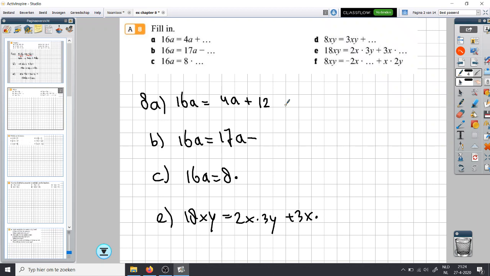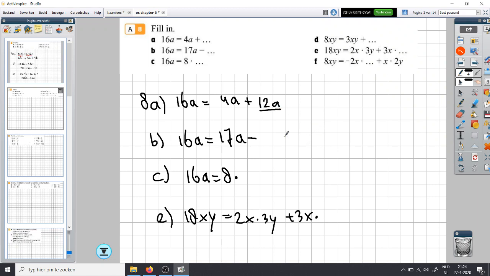I think the only thing I have to add right now is just an a right there. Because then they are like terms, right? Then I can add them up. 4a plus 12a is 16a. So this is your answer.